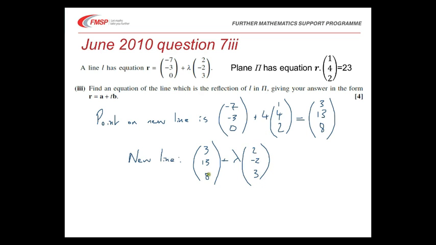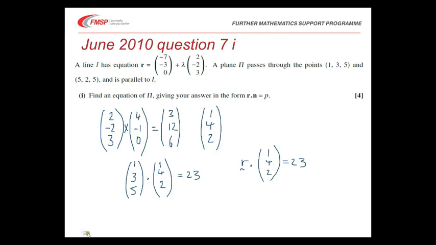So let's take a quick look at the marks available and how they're awarded for this question. 4 marks for part 1, and in part 1 there's a method mark for identifying both of these two vectors here, and then an accuracy mark for getting a correct form of the cross product. There's a method mark for the cross product and a method mark for identifying the two vectors, an accuracy mark for the cross product, and a final accuracy mark for u equals 23 at the end.